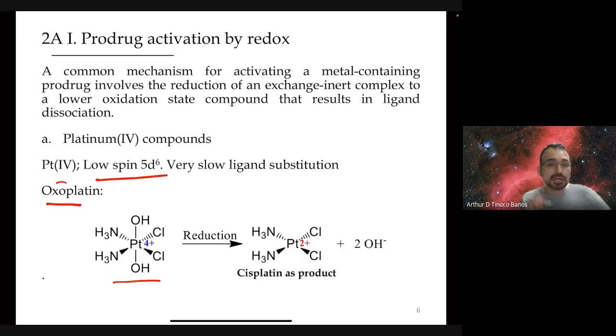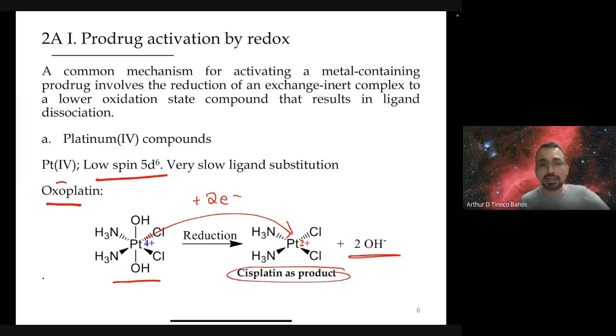So a reduction event leads to the platinum center getting reduced by 2 electrons. That reduction event now transforms the platinum to platinum-2, and so now it will be d8, and that prefers a square planar arrangement. That leads to the dissociation of the hydroxide ligands, and so now you have cisplatin as your product.